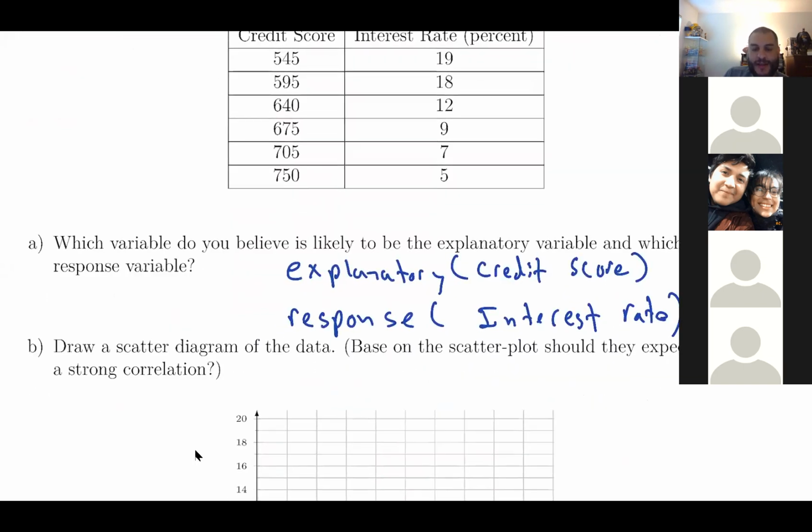So we're going to go ahead and do B. For B, we're going to do this in ClassCalc. So I'm going to go ahead and transition over to ClassCalc.